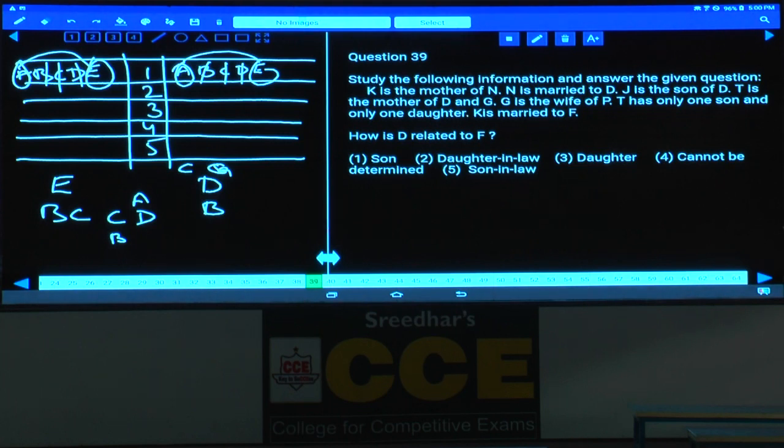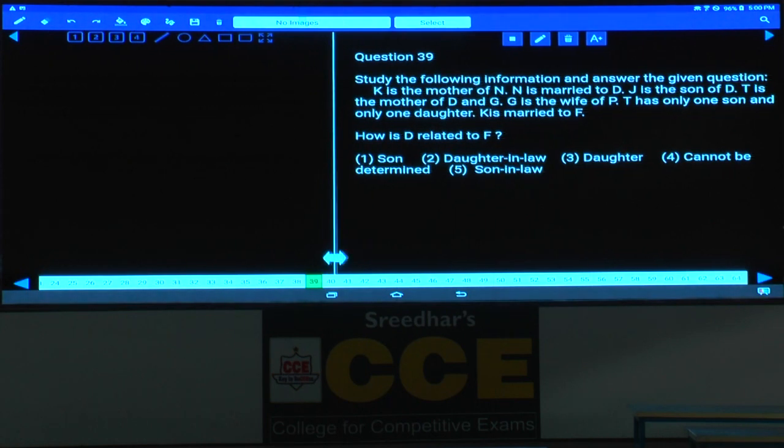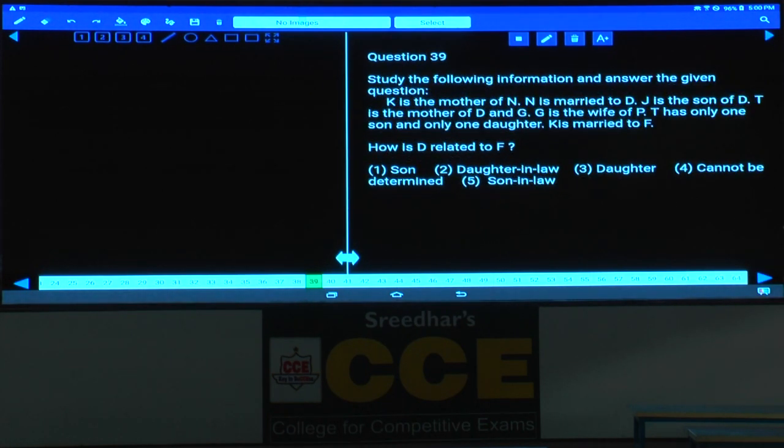Then question number 39 onwards, it is based on blood relations. A small set on blood relations for 3 marks. K is the mother of N. How to represent this one? K is the mother of N. N is married to D. J is the son of D, can be represented like this.